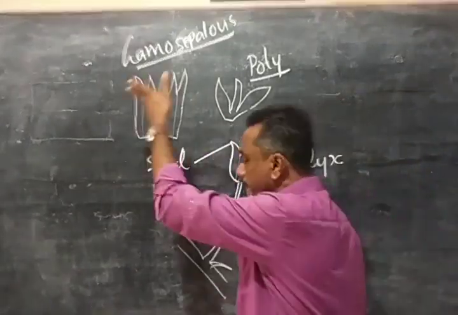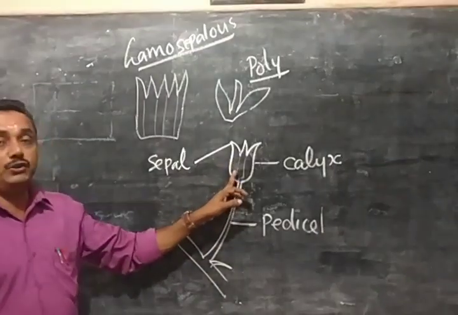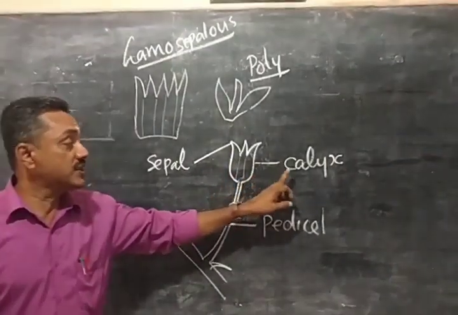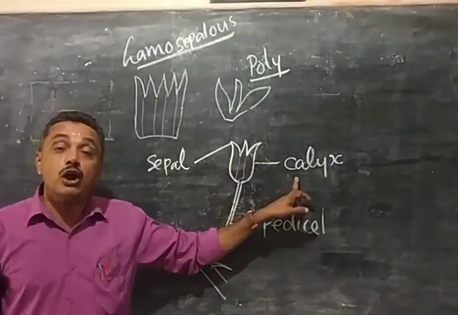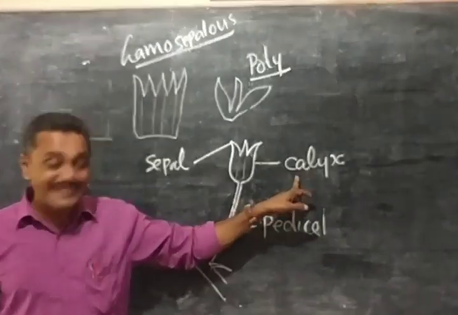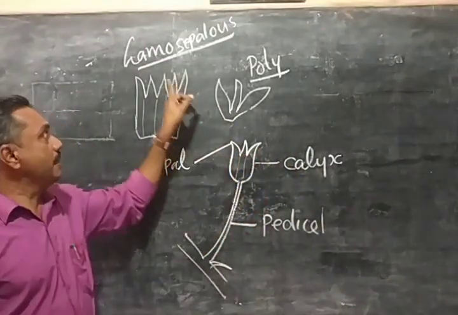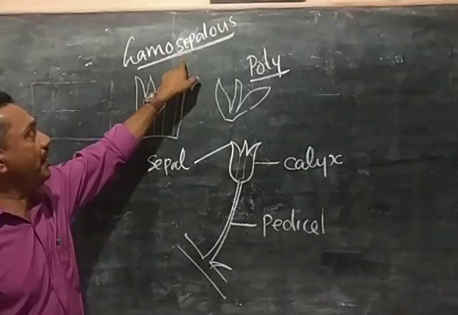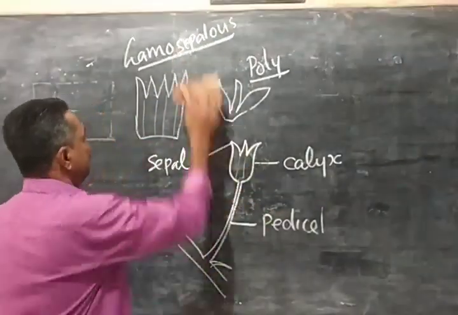So that's the structure related to the outermost part of the flower. The outermost part of the flower is called calyx. It is made up of sepals. A group of sepals is called calyx. Green in color, protecting the flower in bud condition. Sepals may be joined or free. If joined, gamosepalous; if free, polysepalous condition.